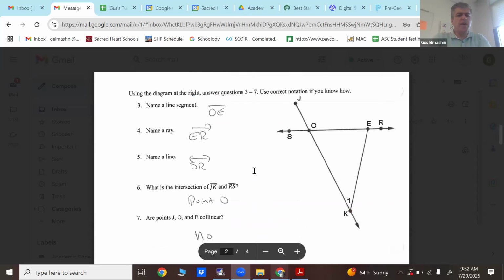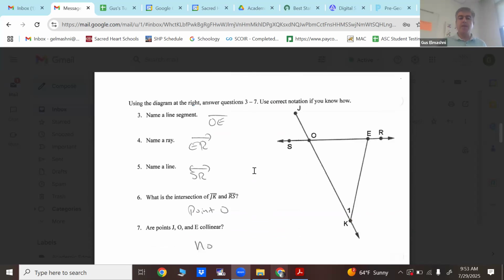Here, I thought this was fine, but remember a line segment. Now you know from the homework, you got to put that little symbol that's just a bar, and any 2 points you can give that happen to be on the line. You wouldn't say JS, but you could say JO or OE or something like that. ER works for a ray. They use that symbol there. A line has to have the 2 arrows, right? Has to have 2 arrows.